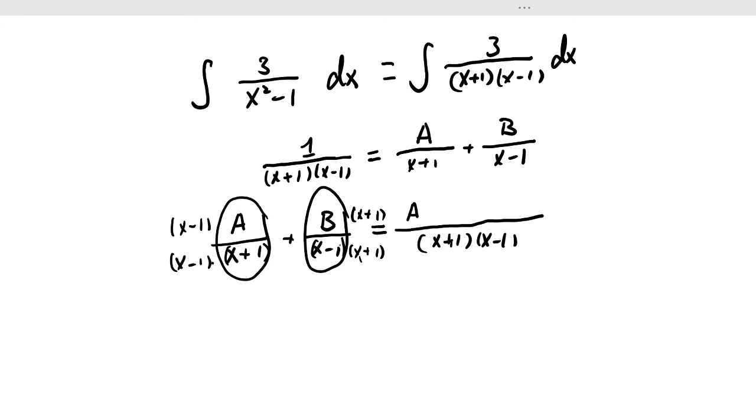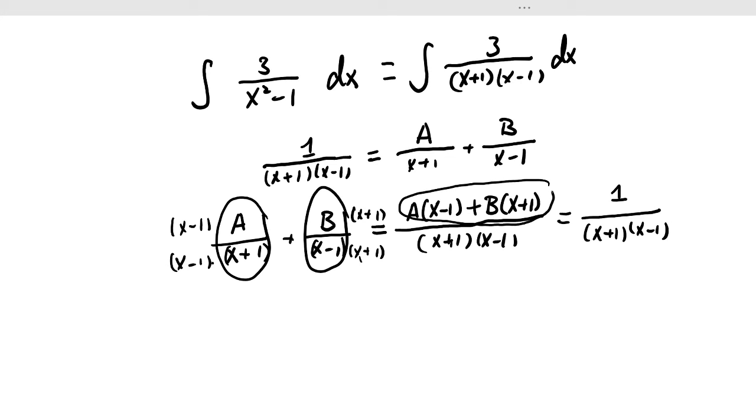Now on the top, the first one will be A times x plus 1, x minus 1, plus the second fraction, the numerator will be x plus 1. And this new fraction we make, two fractions add up, should be equivalent to the original fraction, which we have, 1 over x plus 1, x minus 1. In order to get A and B, the numerator here should be equal to 1. That's the equation we need to solve.